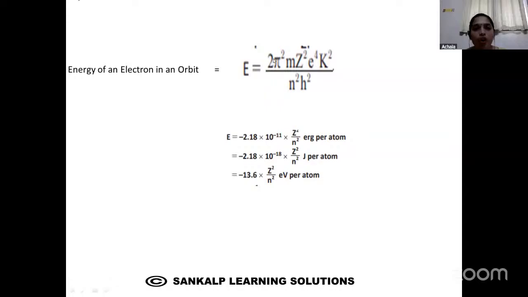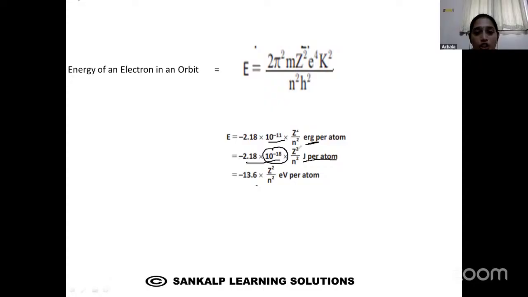Again, by substituting all the values, they found that energy is equal to minus 2.18 into 10 raised to minus 11. This constant is only when the unit is erg per atom. If it is erg, then only it is 10 raised to minus 11. If it is joule per atom, then it is minus 2.18 into 10 raised to minus 18. This is going to change. And into Z square by n square.